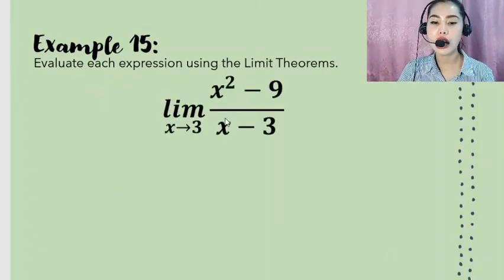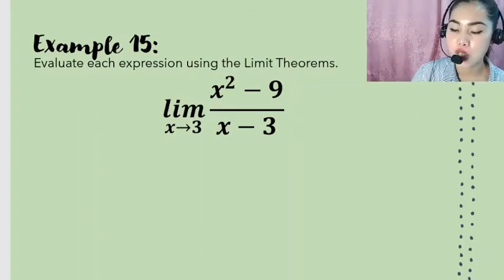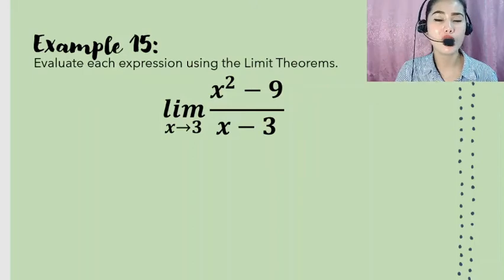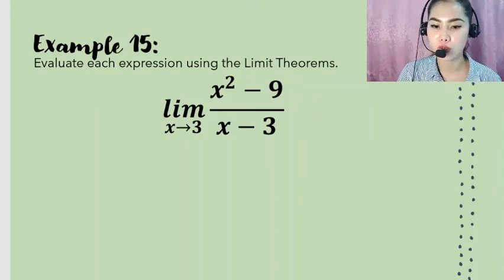Find the limit of x squared minus 9 all over x minus 3 as x approaches 3. Now, if we try to substitute the value of x by 3, you will have 9 minus 9 over 3 minus 3, which is 0 over 0, an indeterminate form.